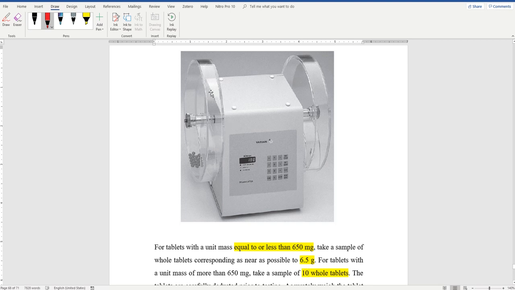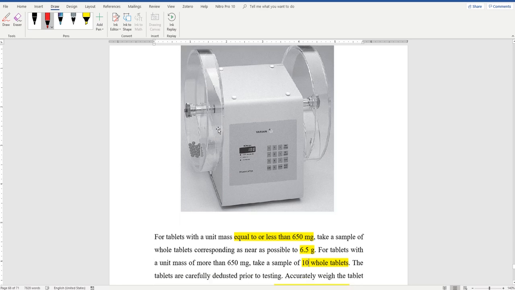But if you repeat it 2 more times and the average of 3 is less than 1% and there is no clear indication of any break in the tablets, then it will pass the test. Of course, when you repeat the test 2 times, you need to get fresh tablets. Don't use the same tablets. You need to get fresh tablets and repeat the experiment.